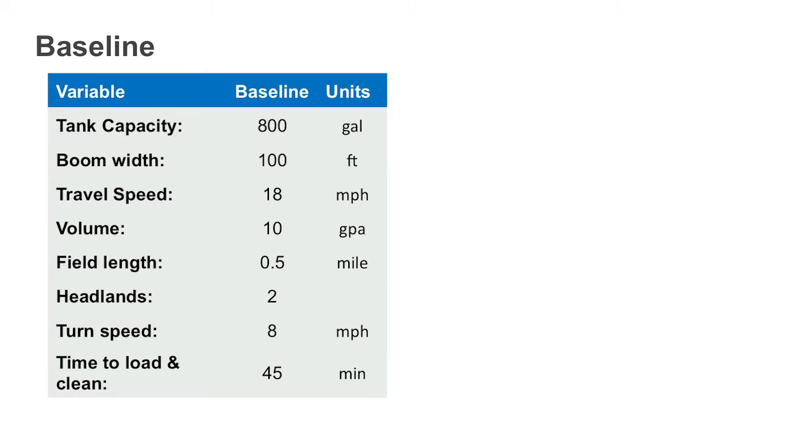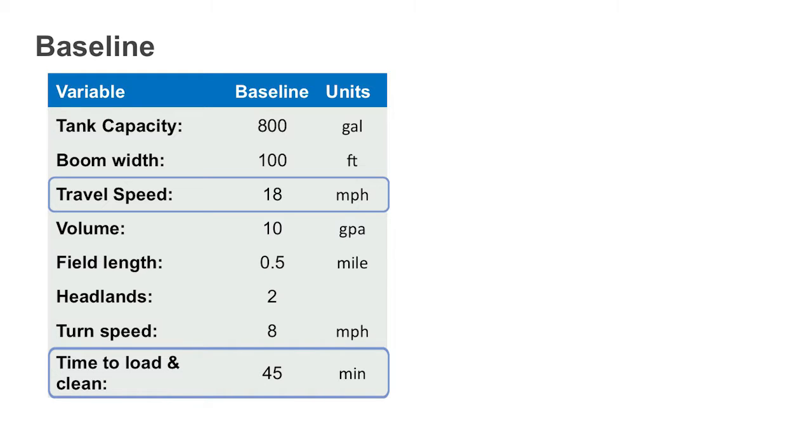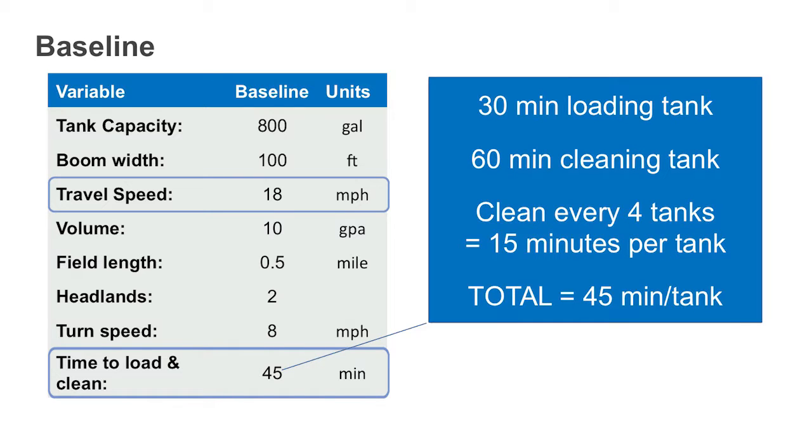About 8 questions have to be answered: tank capacity, boom width, and so forth. In this case, we've configured a relatively average sprayer, but we've given it a very fast travel speed on purpose, and we've also given it a fairly slow time of loading and cleaning on average. I just want to explain that number a little bit. It arises from two things: about 30 minutes of loading the tank and about 60 minutes of cleaning the tank. But we recognize that cleaning doesn't happen every tank. It happens, let's say in this case, every 4 tanks when you switch herbicides or crops, for a total of about 45 minutes on average per tank.